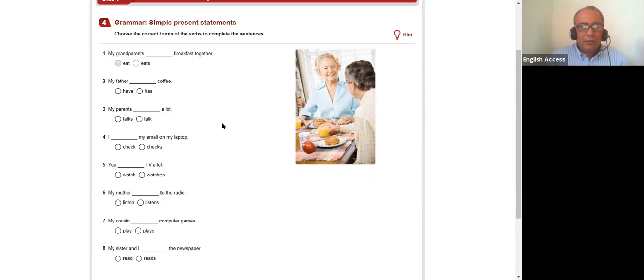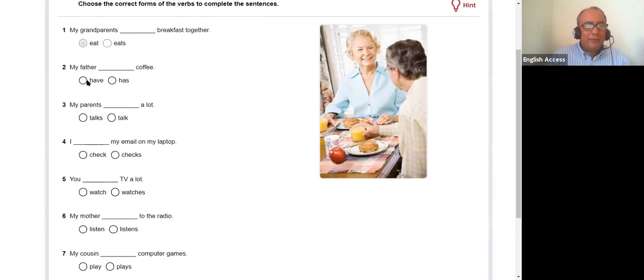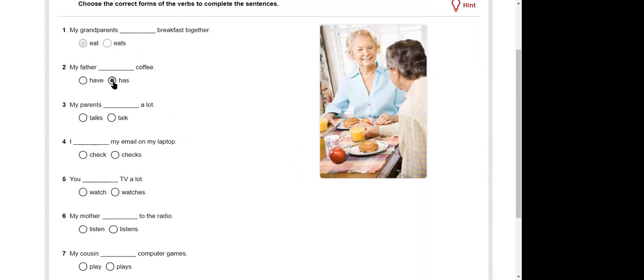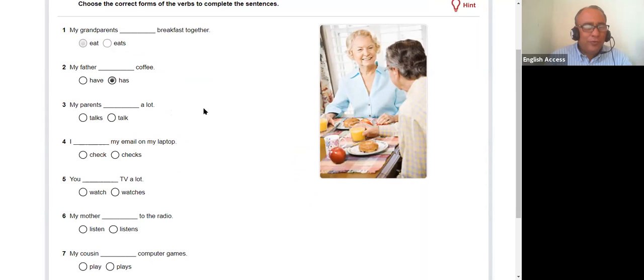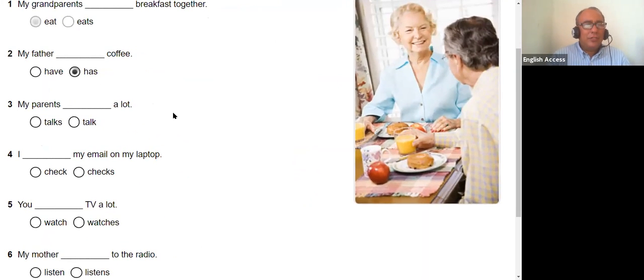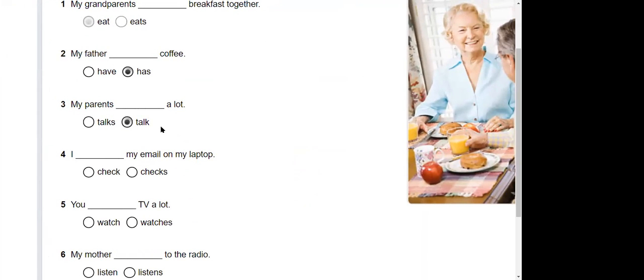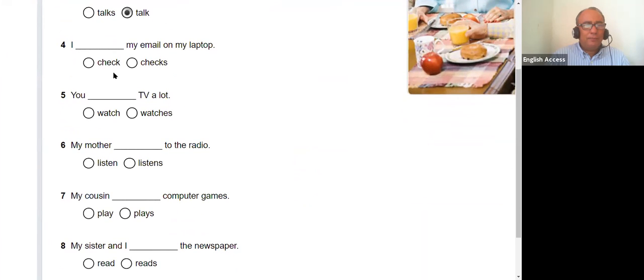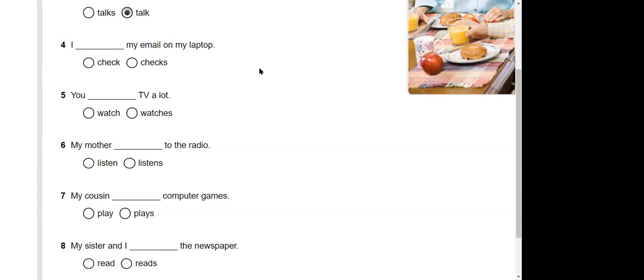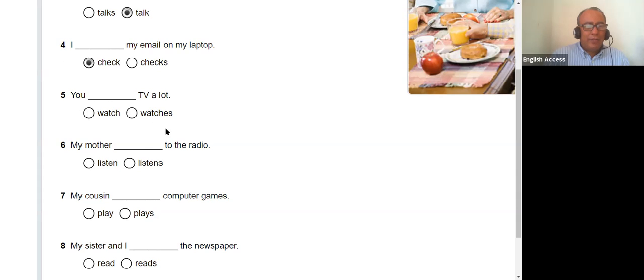Number 2, Fatima, can you help me with number 2? Can you see number 2? My father have or has? Has coffee. I don't know, Francisco, if you can see number 3, my parents talk a lot. Yeah, or talks, yes. Number 4, Fatima. Can you read the whole complete? I check. Okay, I check. Number 5, Pacheco.